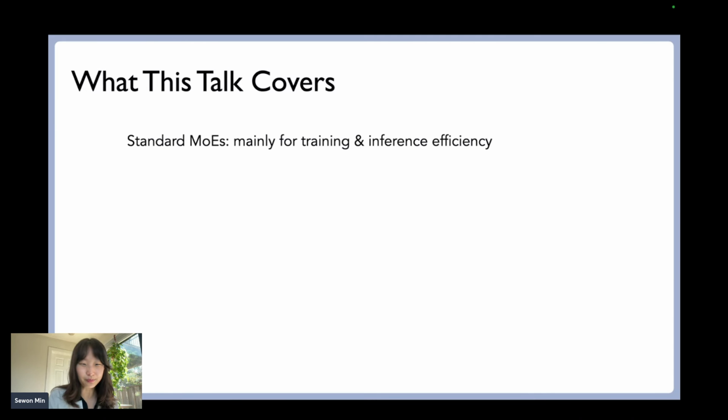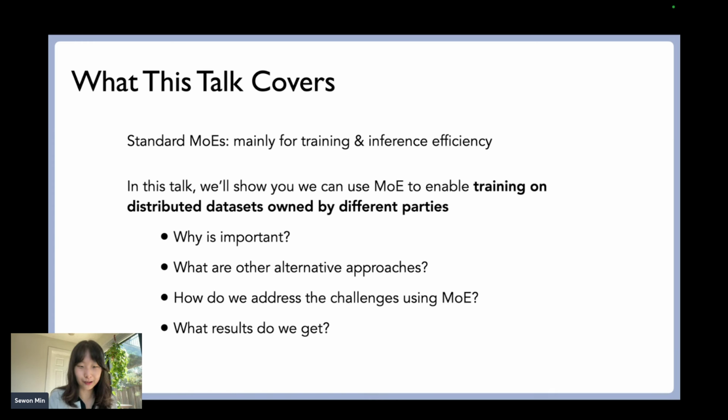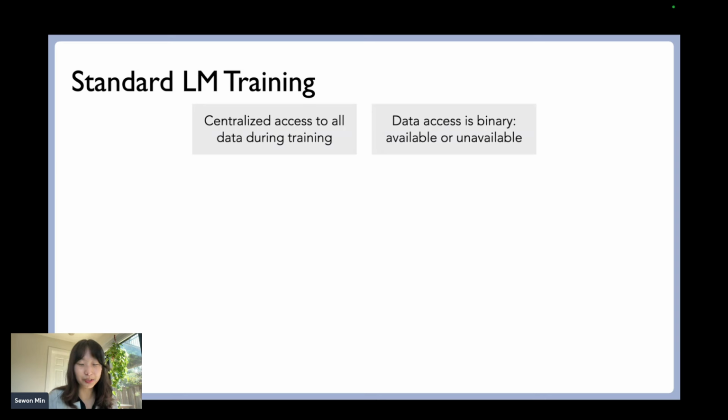And then, of course, I'll tell you about the experiments and the results we get compared to the model without any distributed training like this, and also compared to the upper bound model that is trained jointly on all datasets altogether. Cool, so let me get started from the problem setup.